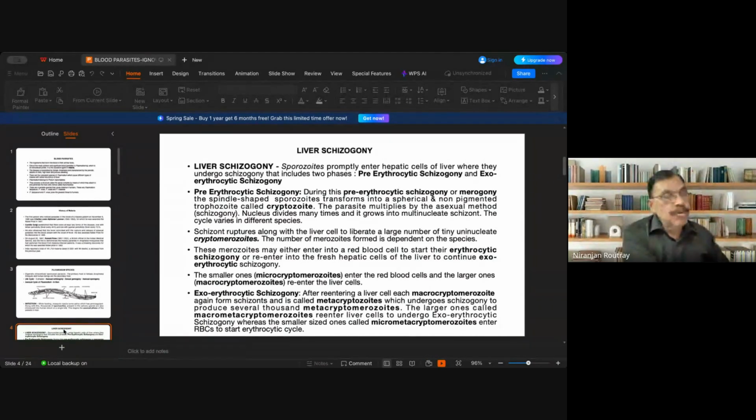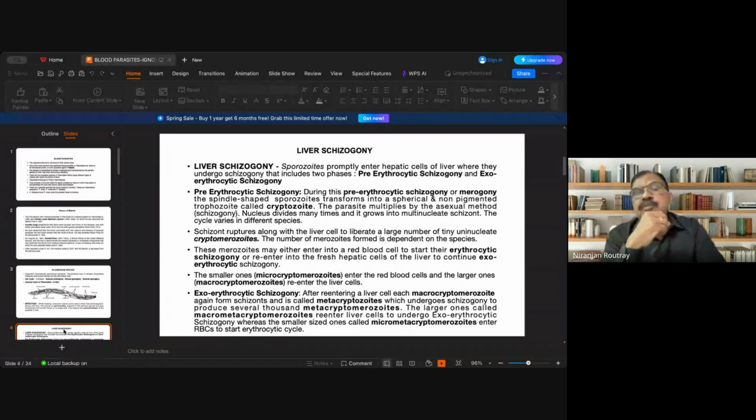and this schizogony, or the asexual phase, is completed through pre-erythrocytic schizogony and exoerythrocytic schizogony. Pre-erythrocytic means this schizogony stage does not occur within the RBC, it occurs within the liver cell. That is why it is called pre-erythrocytic. And exoerythrocytic, sometimes they continue the schizogony stage in the liver cell for the second time, for the third time. So that is called the exoerythrocytic schizogony.